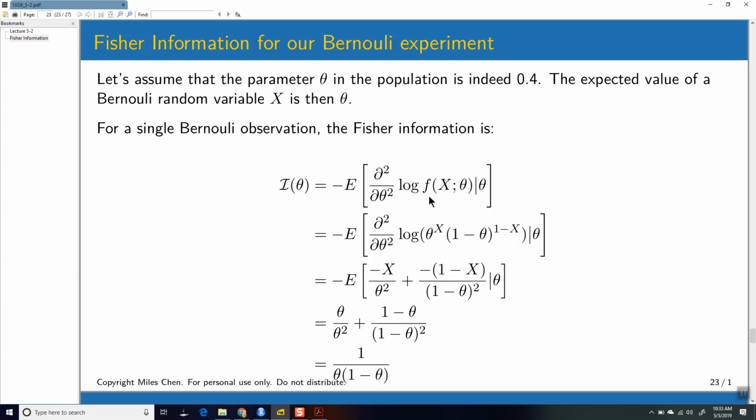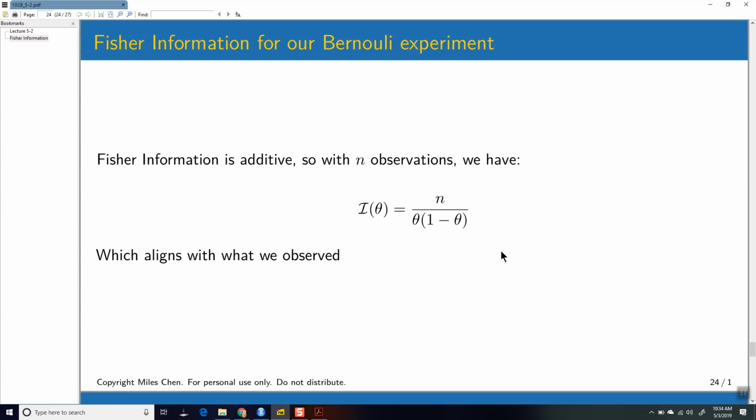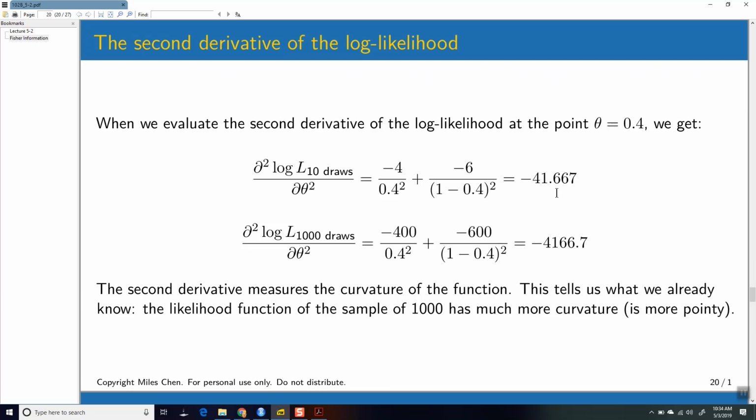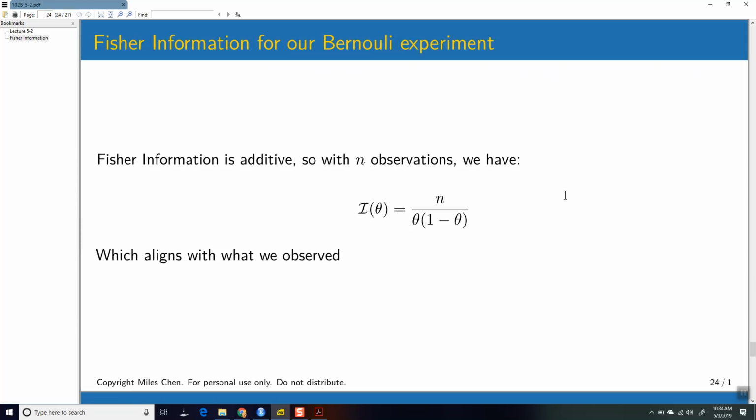So if you take independent observations, the likelihood function is going to be the product of those independent probabilities, and the log likelihood is going to be the sum of those independent log probabilities. So the Fisher information is additive, and if you have n observations of a Bernoulli, you're going to get n times theta over 1 minus theta, and this is exactly what we had. When we had 10 observations, our information is basically going to be the negative of this, and we get 41.667, and then when we had 1,000 observations, it's 100 times that.